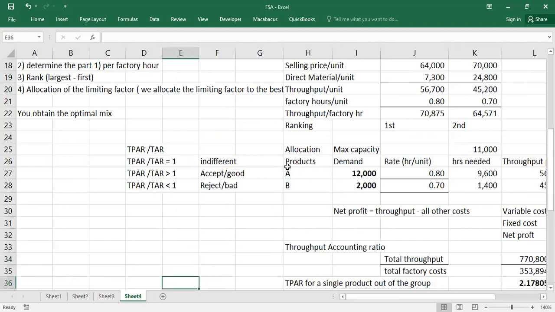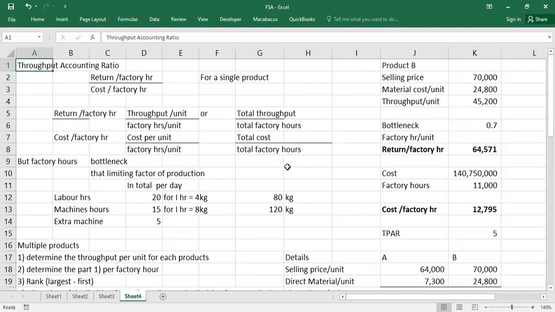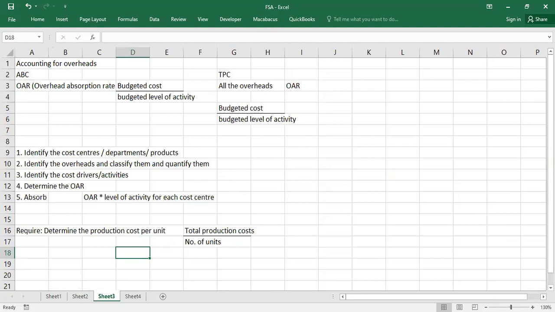Let's look at ABC and the traditional method. Someone shared the question with me, so I'll share it here. Okay, this question 4.